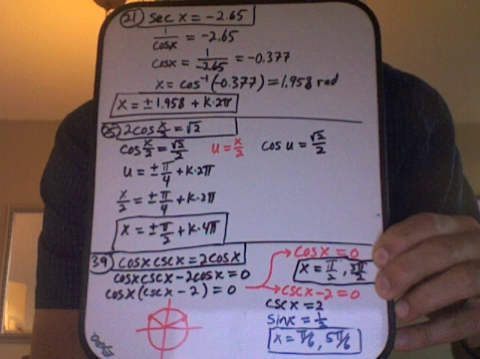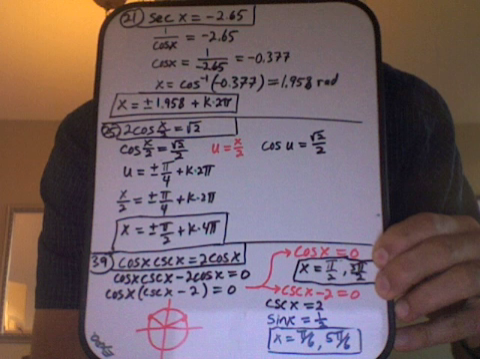In 21, secant of x equals negative 2.65. We don't have an inverse secant button on the calculator, so we need to think about things in terms of cosine. So secant is 1 over cosine, and we can rearrange that equation in line 2 to look like line 3. Again, think about the cross multiplication trick if you need to. Negative 2.65 is just negative 2.65 over 1. Anyway, we end up finding out that the cosine of this angle is negative 0.377.